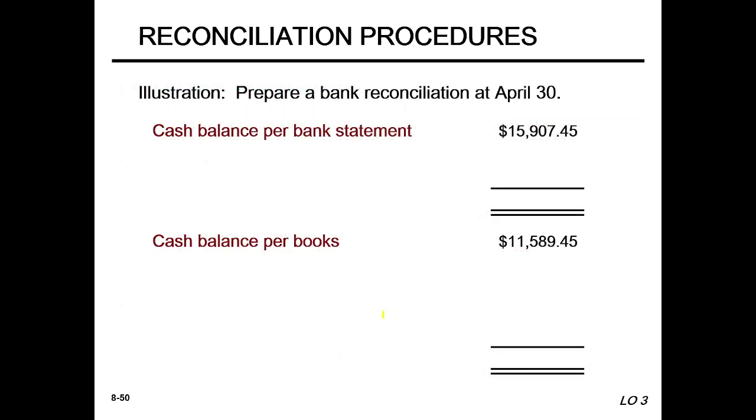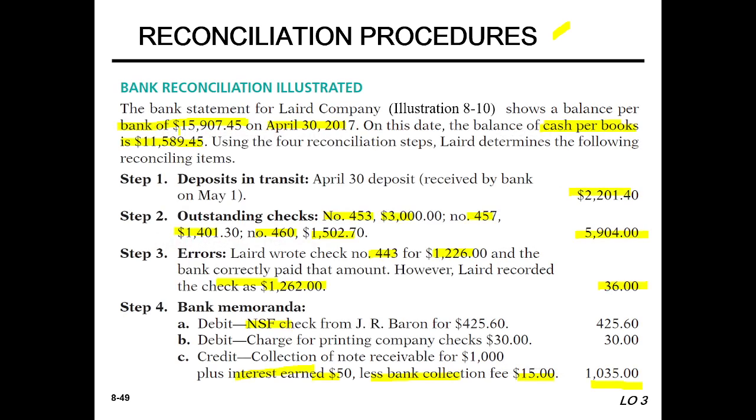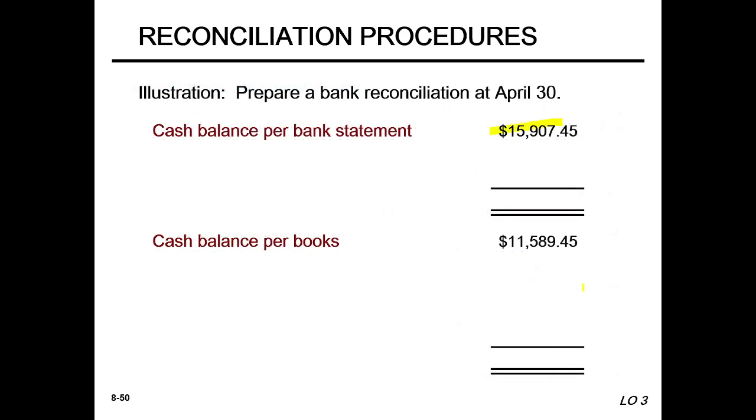Reconciliation procedures. Prepare a bank reconciliation at April 30. So this is the figure: 15,907 as per bank, and this as per cash, 11,989.45. Please look at these two figures. Now deposit in transit will be added. Outstanding checks will be deleted. The minus figure means this is the subtracted figure.